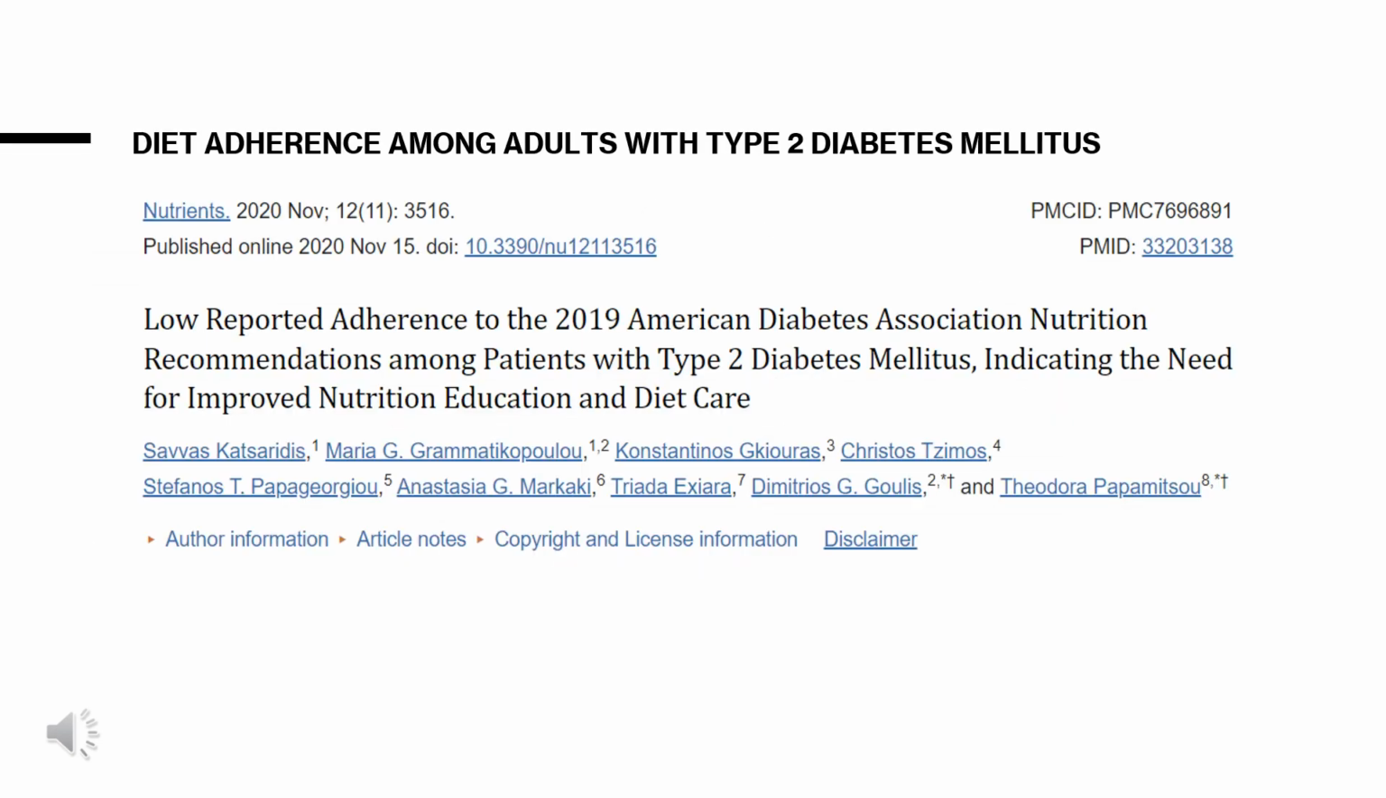According to WHO, chronic disease patients adhere to medication recommendations more than lifestyle recommendations. Medication therapy necessitates minimal patient effort, whereas lifestyle treatment is motivated by patient motivation. In this cross-sectional study, in this journal, patients with type 2 diabetes reported poor adherence to diabetic diet, indicating a need for improved nutrition education and diet care.